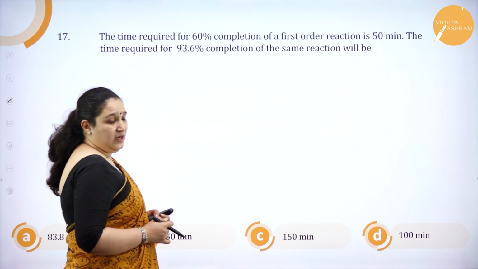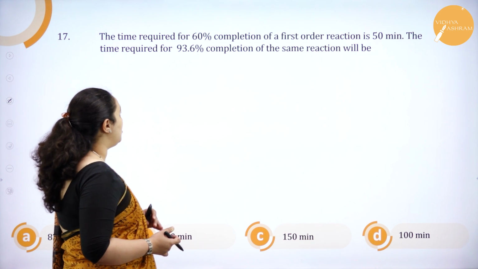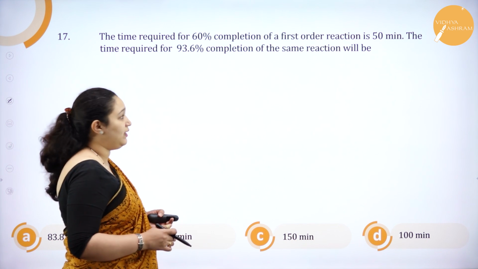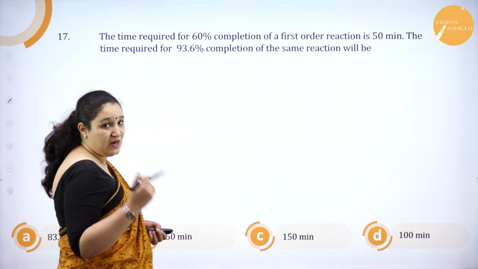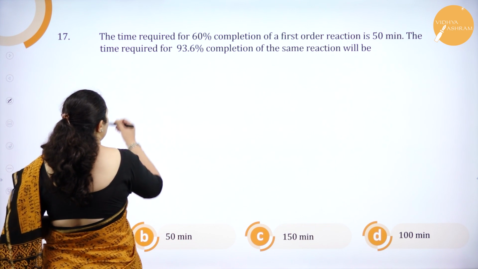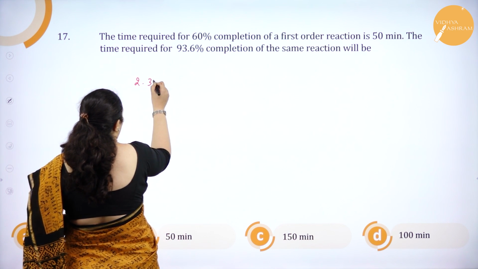We'll directly equate. Both are first order reactions. They have given the time for 60%, and for 93.6% they are asking you to find out the time required. Both are first order reactions, so I'll just equate both directly.